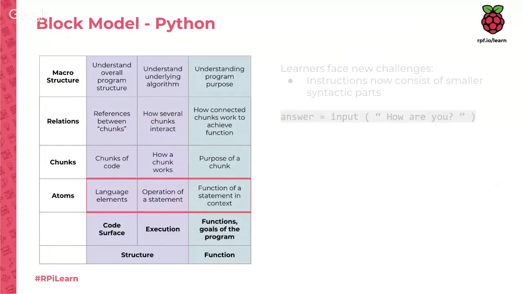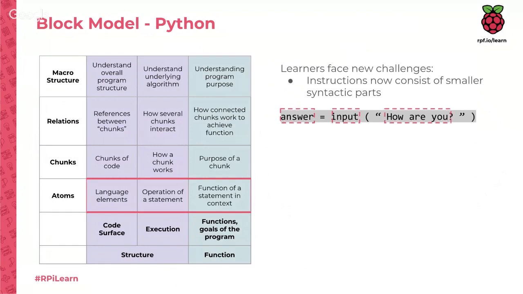If we look at Python, we have some challenges. Here's a simple line of Python that's going to ask for some user input, and we're going to store that into a variable. That line of code is made up of smaller elements. We've got a variable, a function name, and a string. And that line is peppered with symbols that give meaning to that statement, but the students have to interpret and understand. That can be really challenging because now the atoms are smaller constituent parts of a statement.